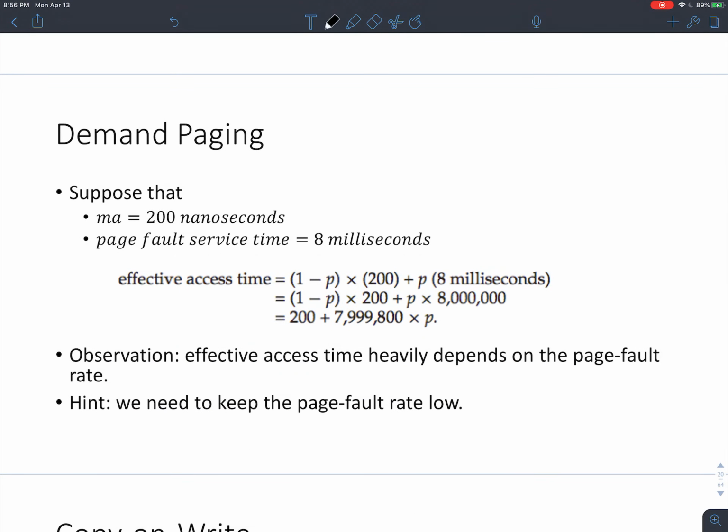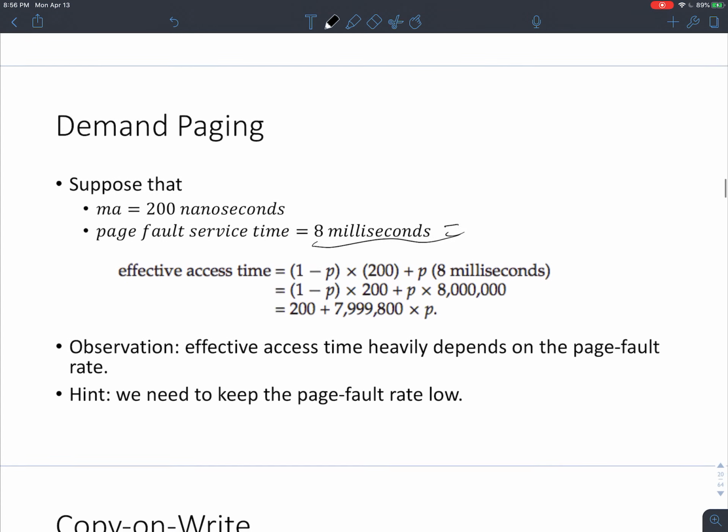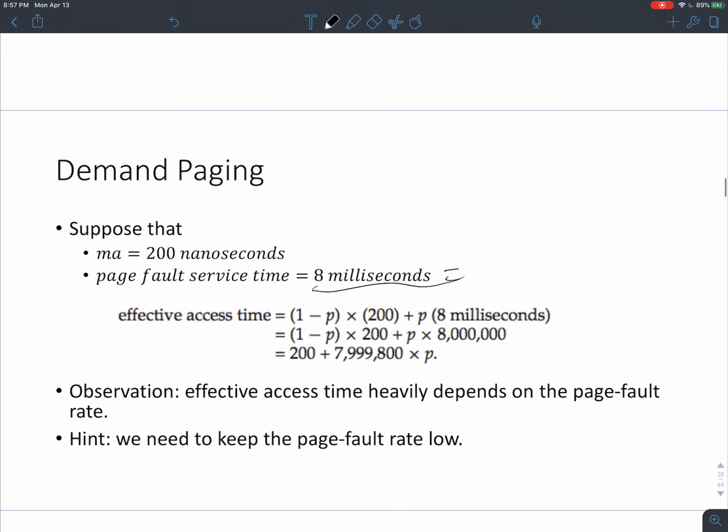For example, if the memory access time is just 200 nanoseconds, while the page fault service time is 8 milliseconds. Here you need to understand that 1 millisecond is equivalent to 1 million nanoseconds, so 8 milliseconds is 8 million nanoseconds. In order for us to calculate the effective access time, if we replace the memory access time with 200 and the page fault service time with 8 million, then the final result is this.